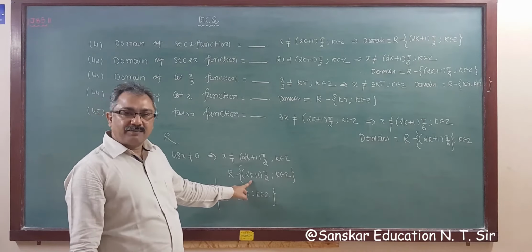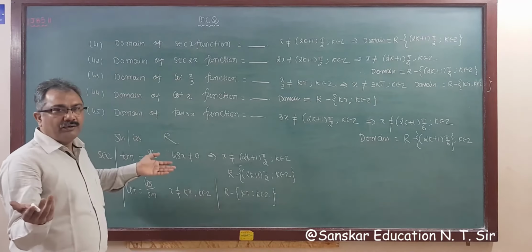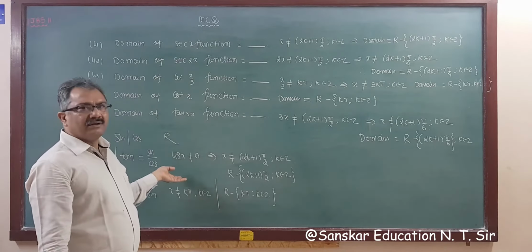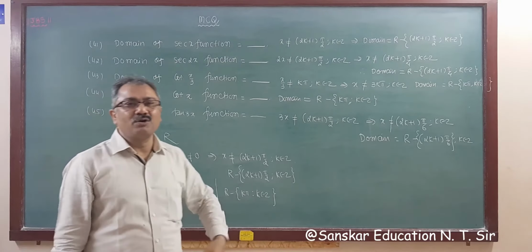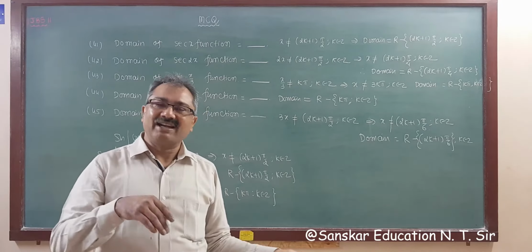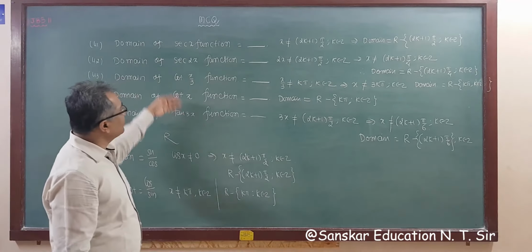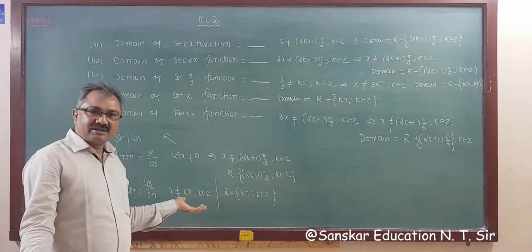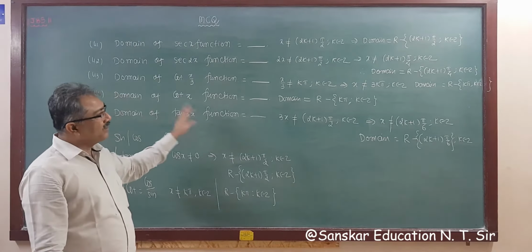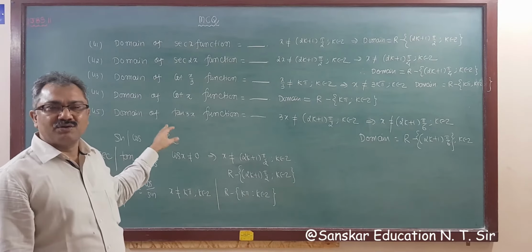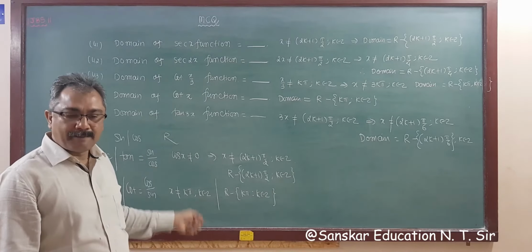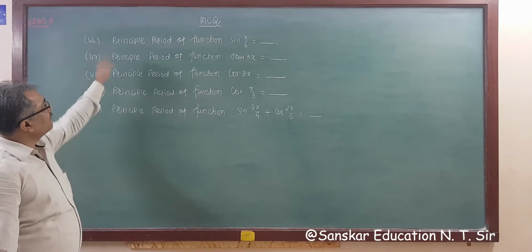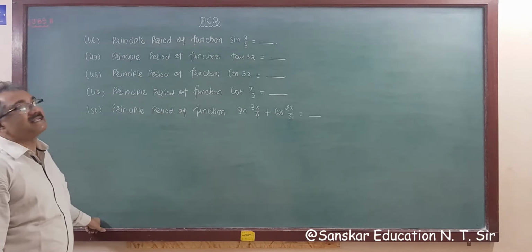Got it? Any problem? Now if you want to practice this, change this angle and find out the values, because you have to find out the domain of sec, cosec, tan, cot. Nothing else to do. So these are the 5 examples. You can practice at home yourself, right? I'm not going to give you more questions for this, because these are very easy questions. Okay. Now after finishing the domain, we are solving MCQs related to principal period.